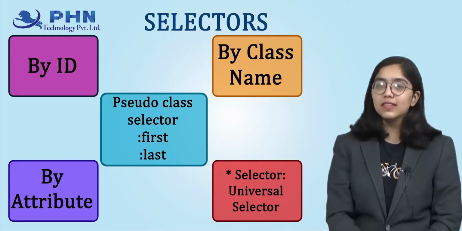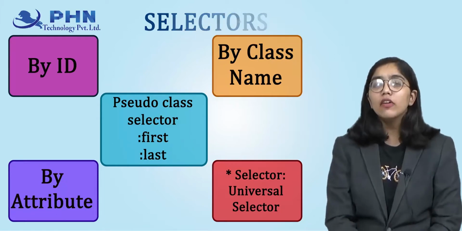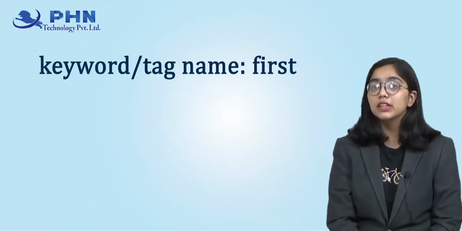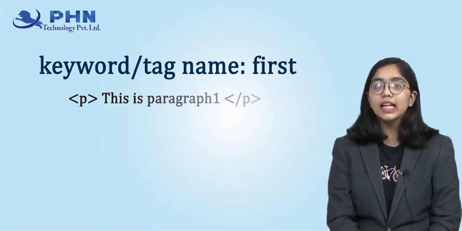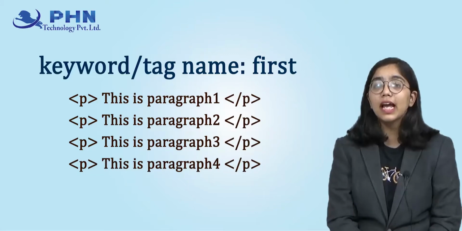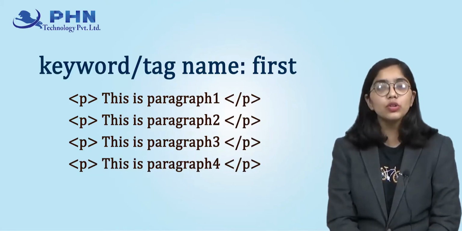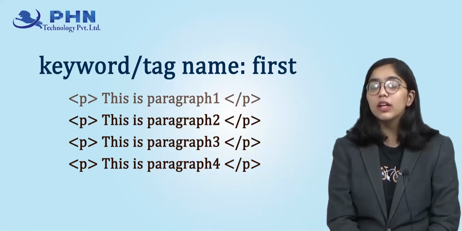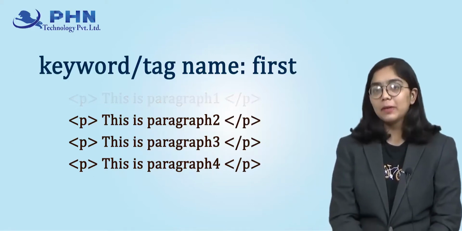As you can see on the screen, we have a keyword with a colon and after that, first. Now what does this particular thing do? If I have an element P and I have a lot of content with the tag P in here, and I just want to animate or select a particular P, then this P:first is going to select the very first P tag.